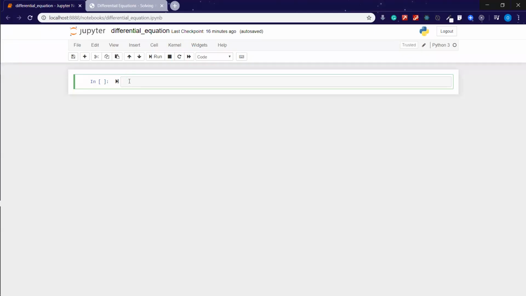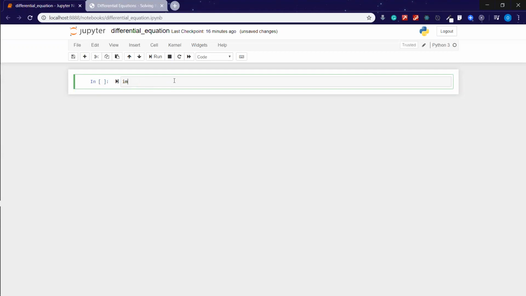I have my Jupyter Notebook environment open already. So the first thing I'm going to do is to import the sympy library. But if you don't have sympy, you can install it from within the notebook environment. Then pip install sympy. Then you run this. You run it by clicking on this button right here. But I already have sympy, so I don't need to install it again.